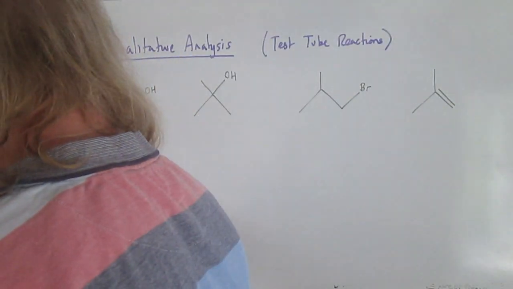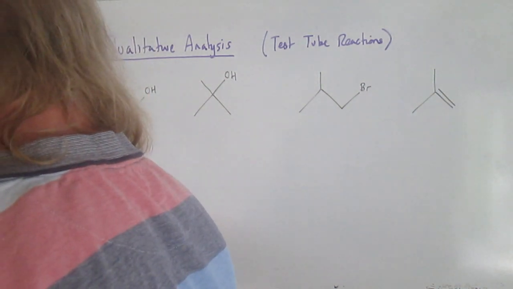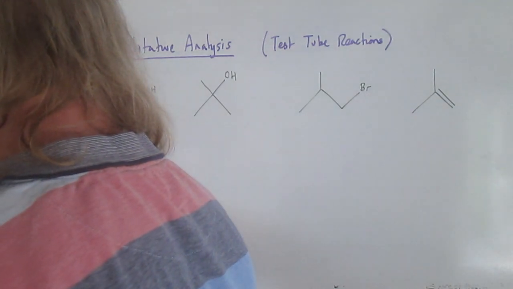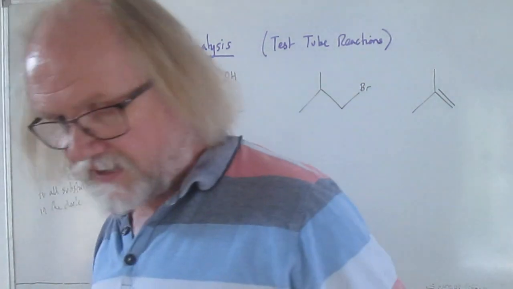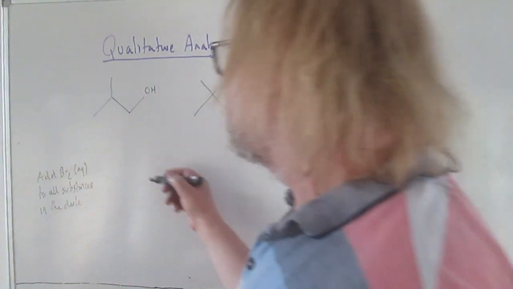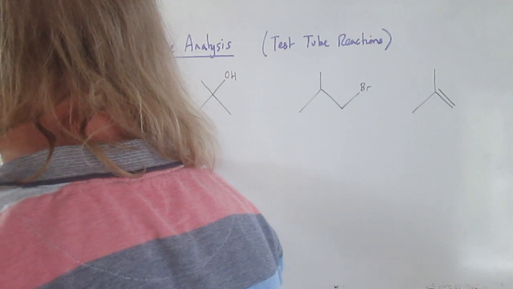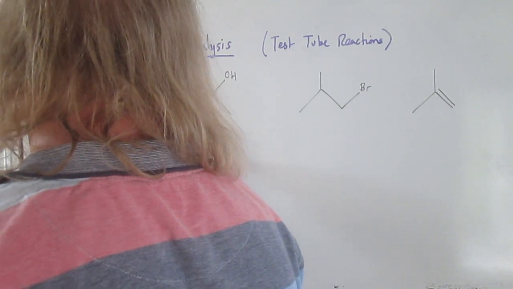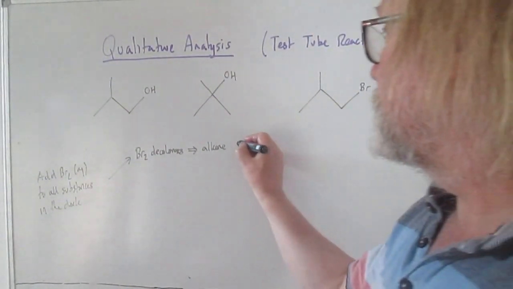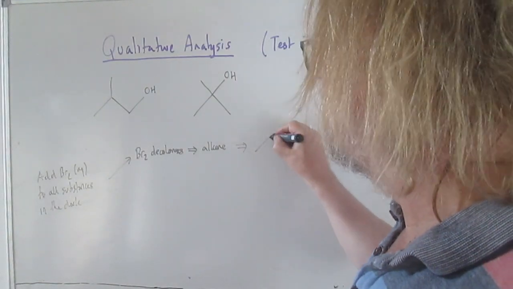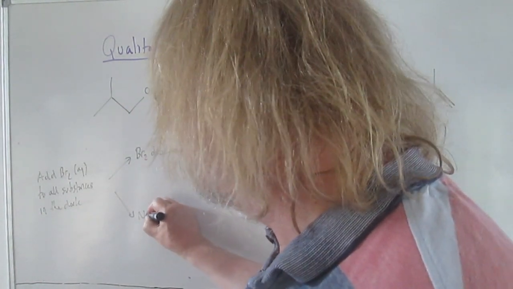Add aqueous bromine to all the substances in the dark. In the dark just means without UV light. It doesn't mean you actually have to do it in complete darkness. And there are 2 possible outcomes. If the bromine decolorizes, that means that it's an alkene, and therefore that means that we've got this one. If there's no reaction, it's one of the other ones.